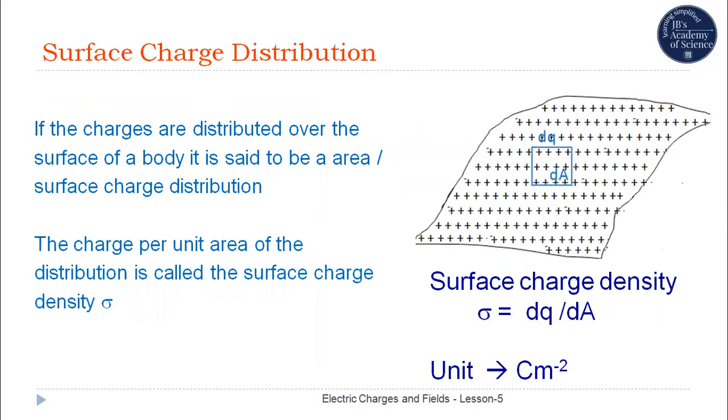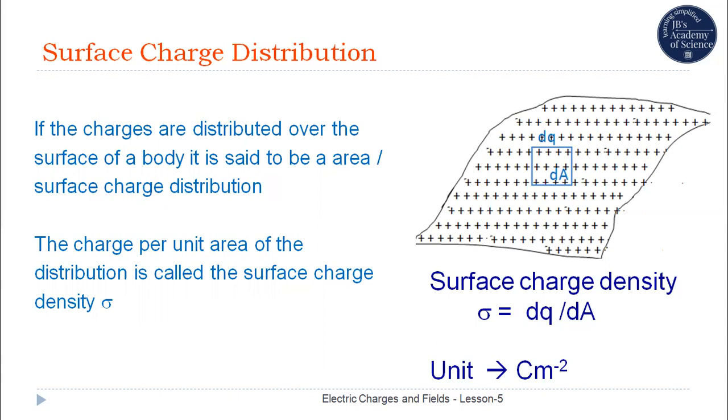Surface charge distribution. In surface charge distribution or area charge distribution, charge is distributed over a surface of the object. For example, if you charge a conductor, all charges will reside on the surface of the conductor. Charge will be distributed over the surface of the conductor. Such a charge distribution is called surface charge distribution or area charge distribution or plane charge distribution.